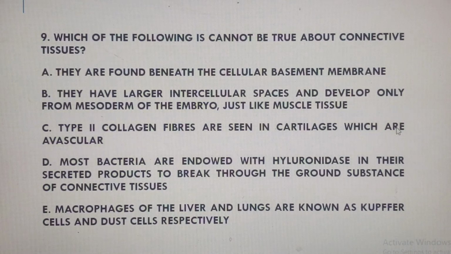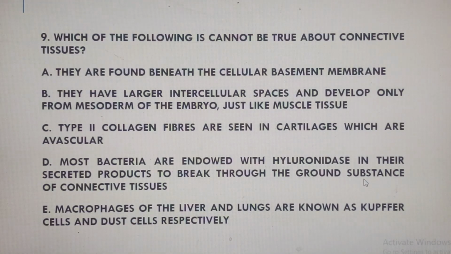Let's go to option C. It says type 2 collagen fibers are seen in cartilages which are avascular. In our next section, we are going to really look at these kind of specialized connective tissue like cartilages, like bone, like the blood. Okay, so cartilages are actually avascular. The only connective tissue which is avascular is cartilage. And yes, we are going to see type 2 collagenous fibers in there. Yes, that's a very true statement.